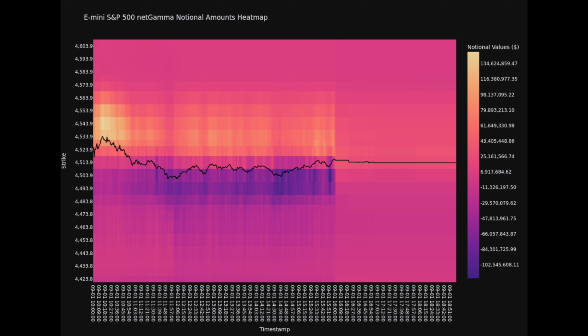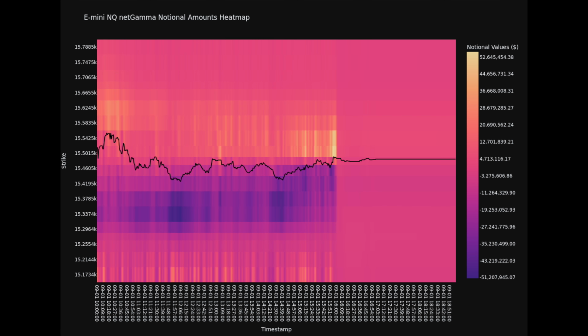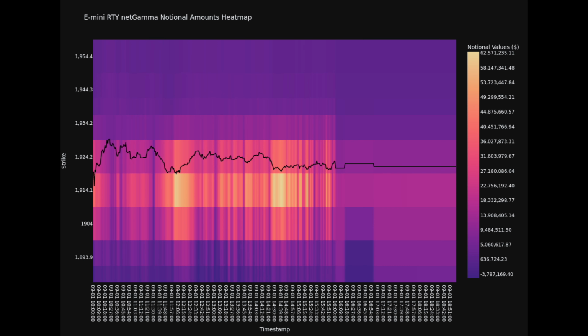Next, let's review our heat maps from Friday's close. Remember to pause the video and examine the heat maps for points of interest for Monday's open. Here are the heat maps for ES, NQ, and RTY.